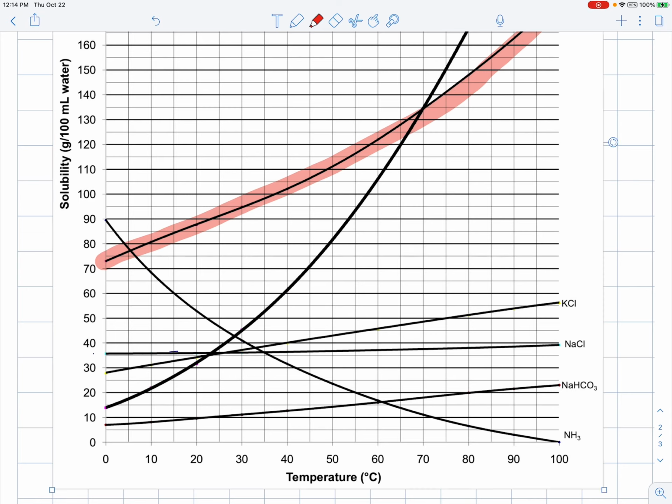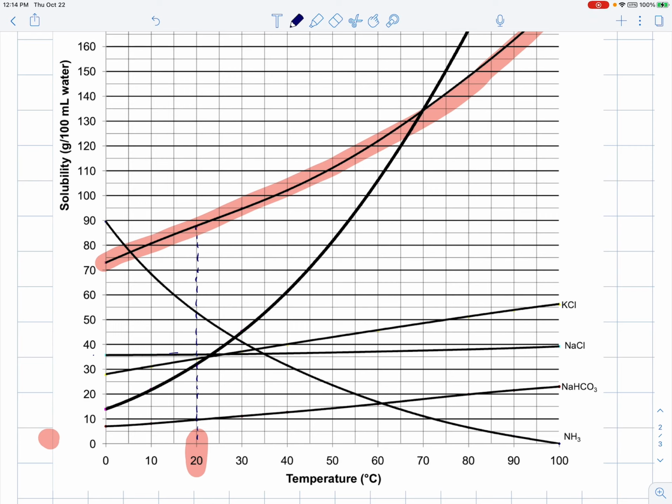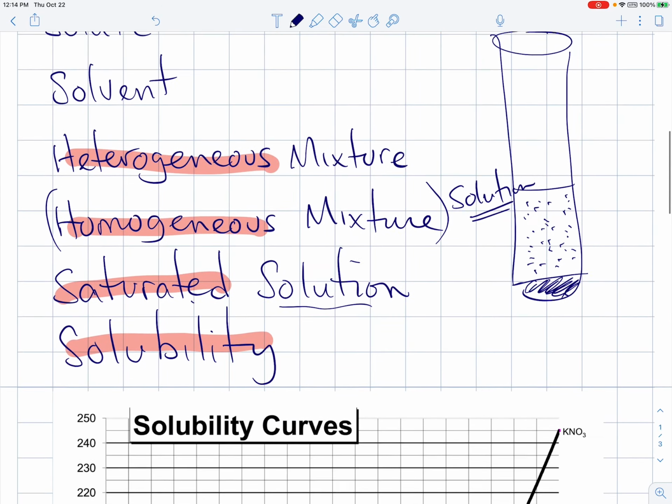We were at room temperature, the temperature in the lab, so we can say at 20 degrees Celsius, that was our lab temperature. So on my chart, I'm just going to go up from 20 degrees until I hit the sodium nitrate curve, and then I can see that its solubility is between 80 and 90. In fact, it's between 85 and 90. In fact, it's just slightly closer to 90, so I'm probably going to say 88 grams per 100 milliliters, the units on the y-axis. So 88 grams per 100 milliliters.